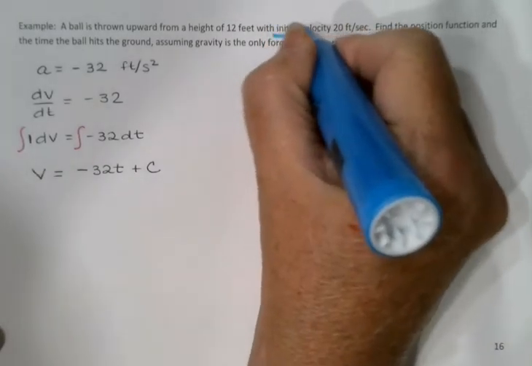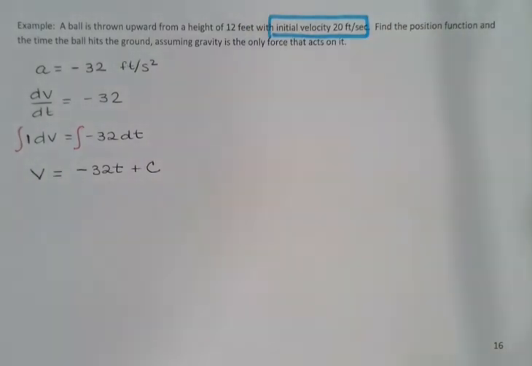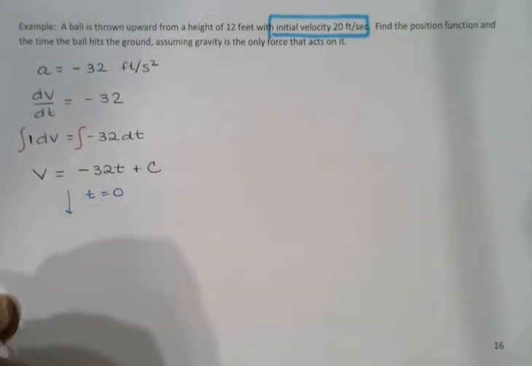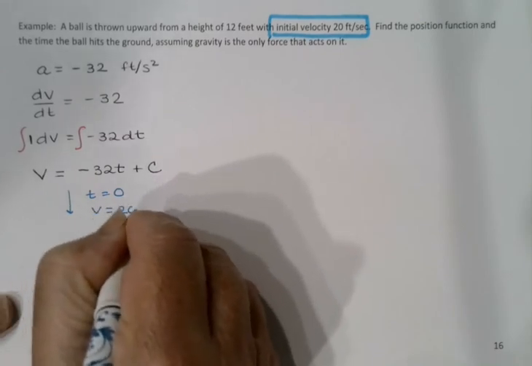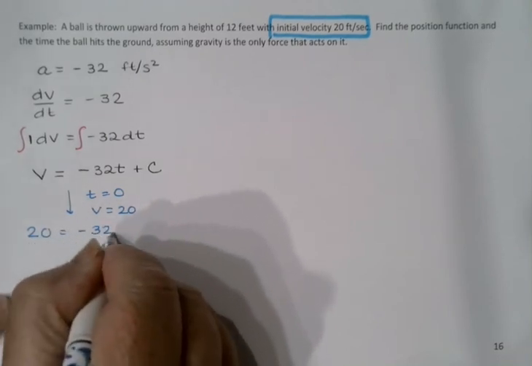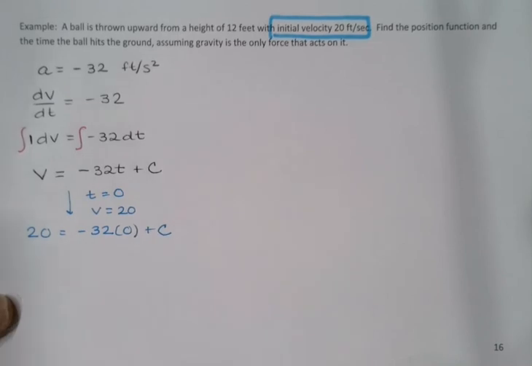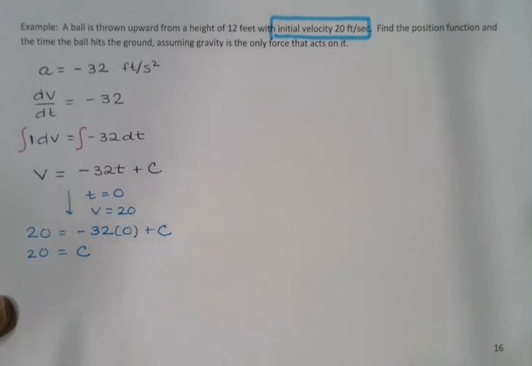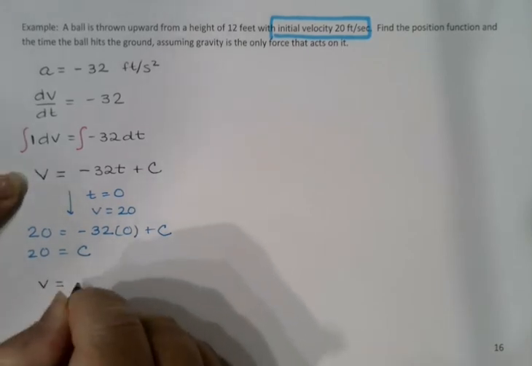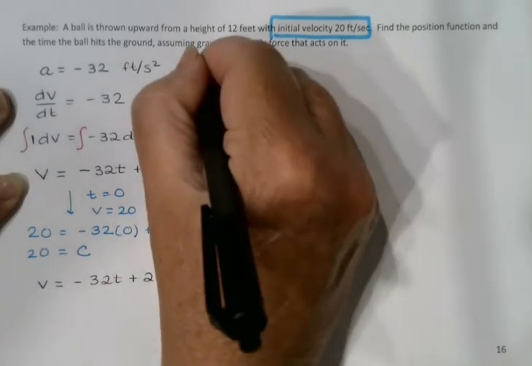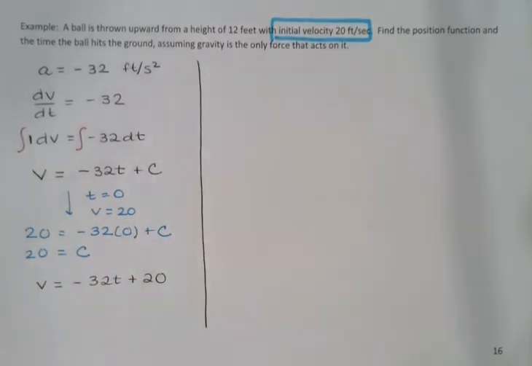All right, initial velocity is 20 feet per second. So I'm going to use that as my initial condition to solve for c here. What that says is that initially, at time 0, the velocity should be 20. So v is 20 when t is 0, and I can see that 20 is equal to the c value. So I'll rewrite my velocity equation as v equals negative 32t plus 20. All right, I'm halfway there.